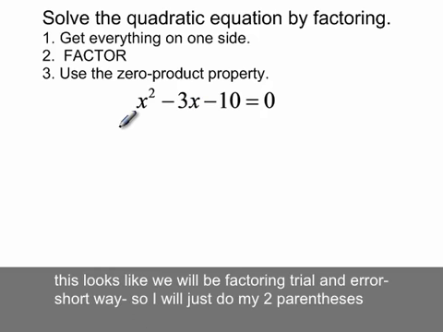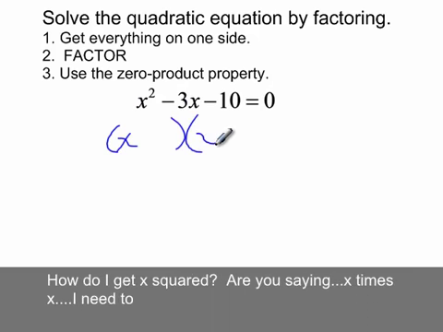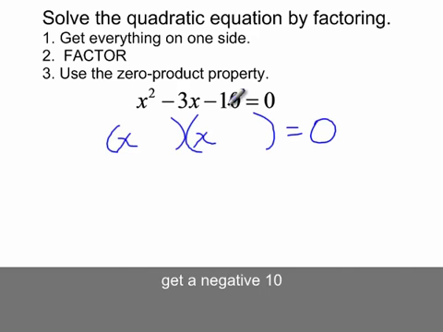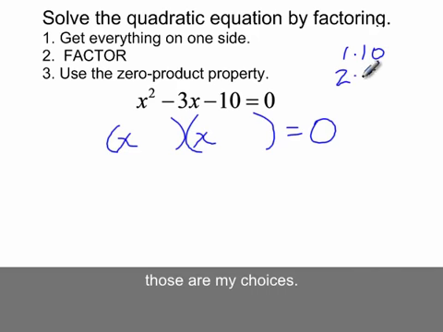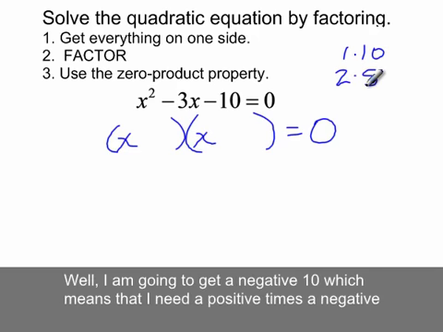And this looks like it'll be factoring trial and error short way. So I'll just do my two parentheses. How do I get x squared? I'm sure that you're saying x times x. I need a negative 10. To get 10, I'm either going to use 1 times 10 or 2 times 5. Those are my choices. Well, I'm going to get a negative 10, which means I need a positive times a negative.